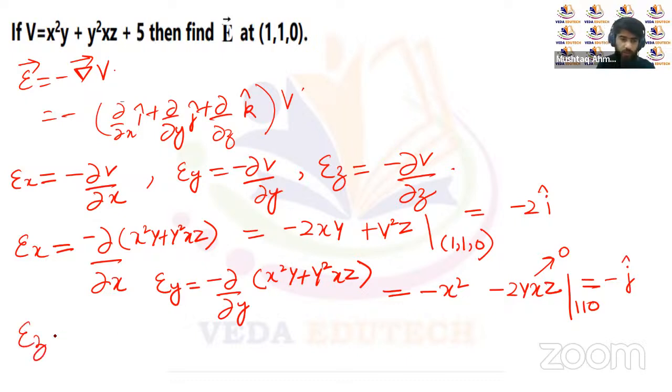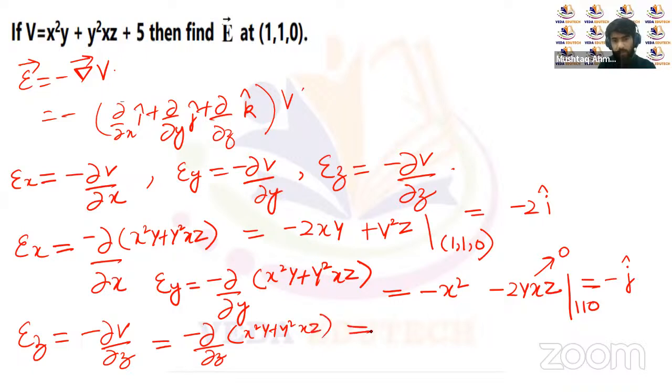So Ez will be equal to minus del V upon del z, that is minus del upon del z of x squared y plus y squared x z. Taking the derivative with respect to z, the first term is a constant, so its derivative will be 0 because there is no z involved in it. We'll be left with minus x y squared at point (1, 1, 0). So the value here is minus k cap.